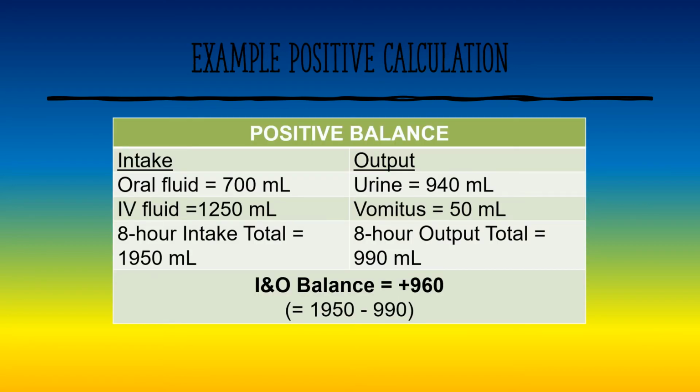So this is an example of a positive calculation. For intake, we have oral fluid of 700, IV fluids of 1250. An 8-hour intake total is going to be 1950. Now our output is going to be through urine of 940. They vomited 50, and our 8-hour output total is 990. So then we're going to take 1950 minus 990, and that's going to give us a positive balance of 960.